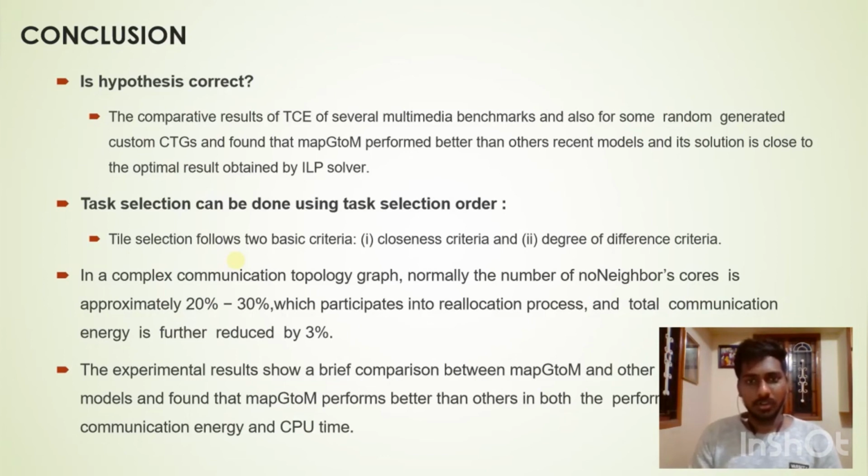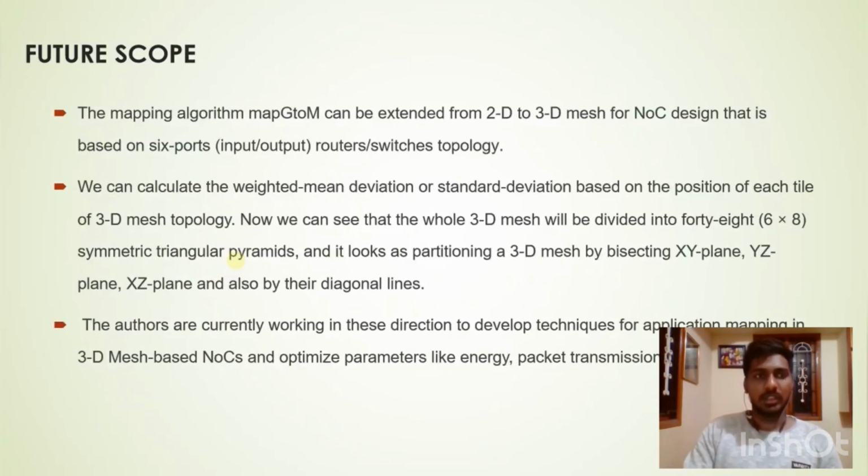Task selection can be done using two different types: closest criteria and degree of distance criteria. Okay. There are different types of communication topology graphs. In something much more complex than a 2D mesh, the no-neighbor cost is approximately 20 to 30 percent when compared to the other, because the relocation process is done so that the energy is further reduced by 3 percent. It can be seen through these experimental results.